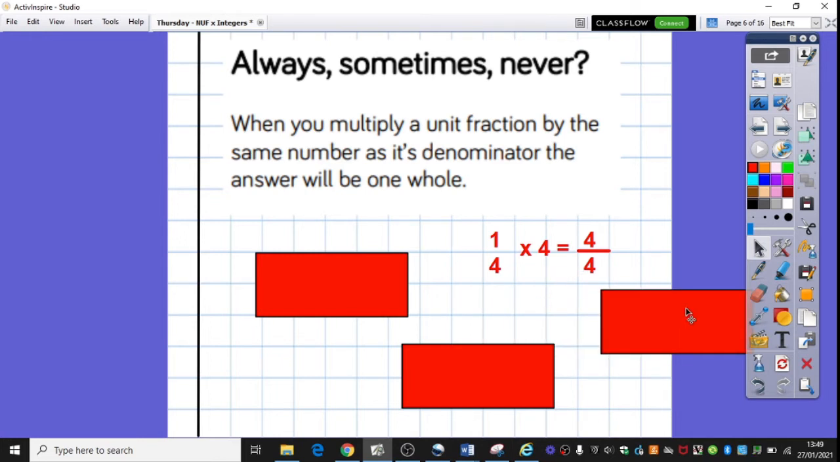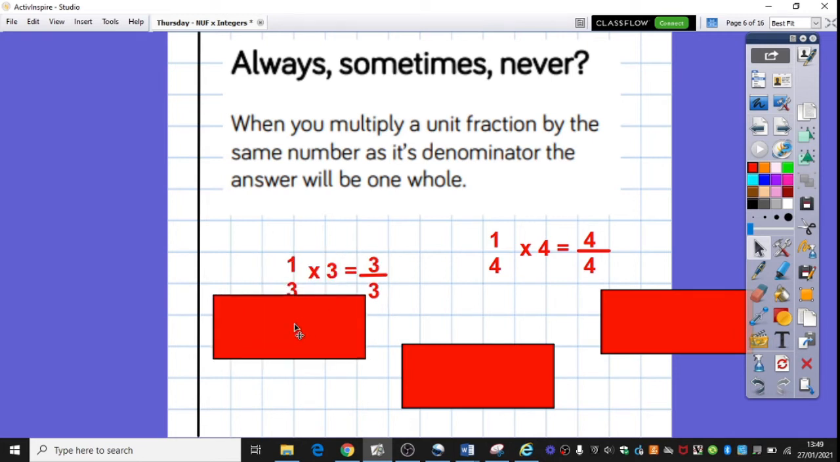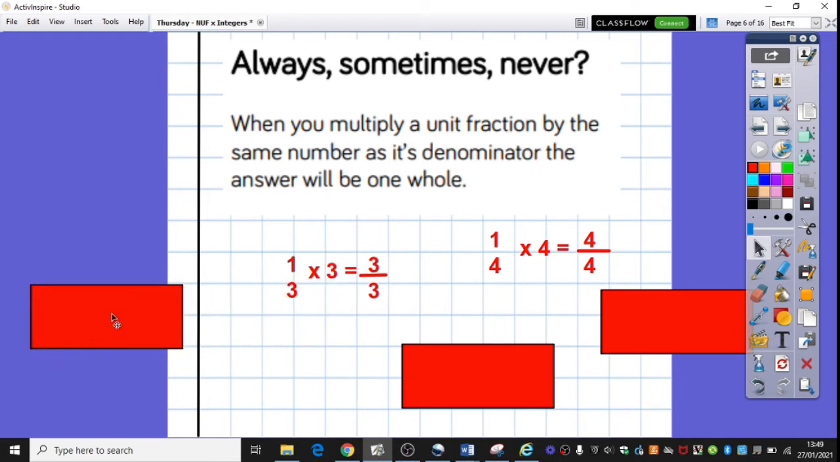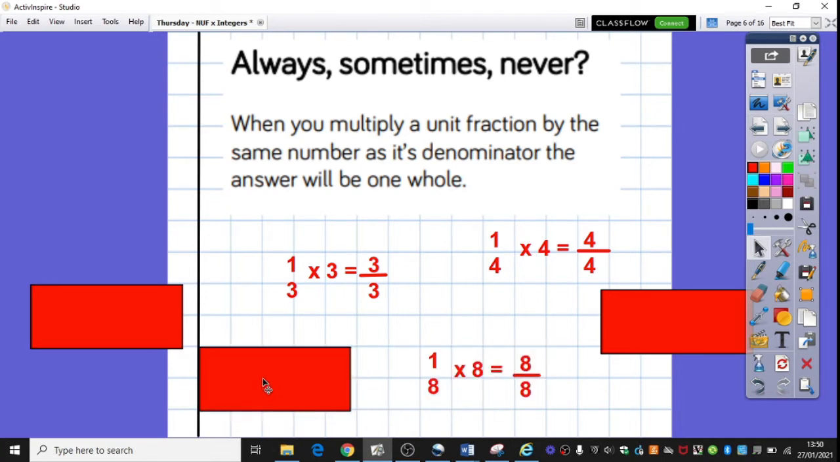Okay, so you might have some examples there. These are some of my examples. I've got 1/3 times 3 is 3/3, so that's a whole. And my other example was 1/8 times 8 is equal to 8/8. So actually we're looking there that this statement is always true. No matter what number the denominator and the integer are, it will always make the whole because you're multiplying by the amount of the denominator, so that will give you the whole.